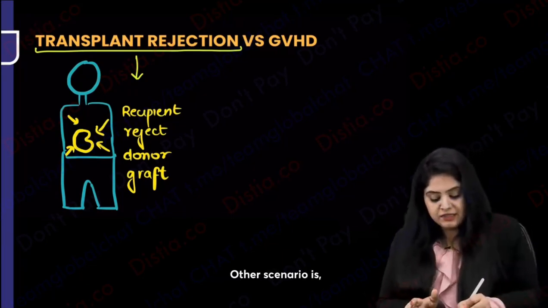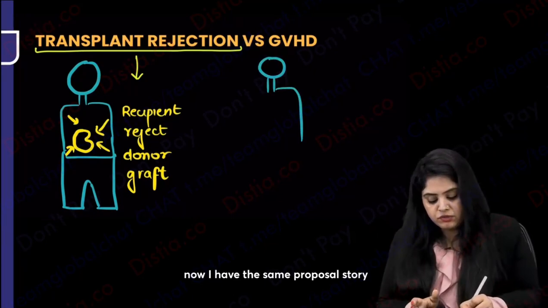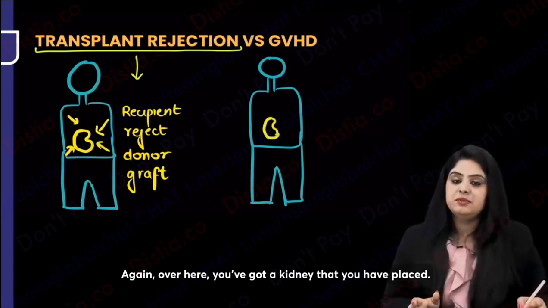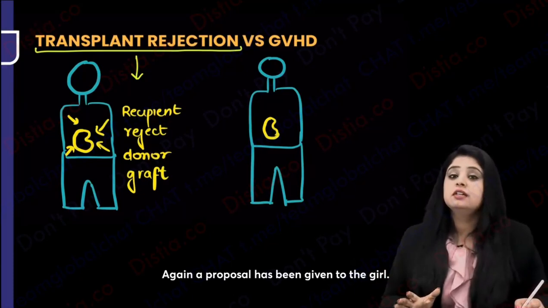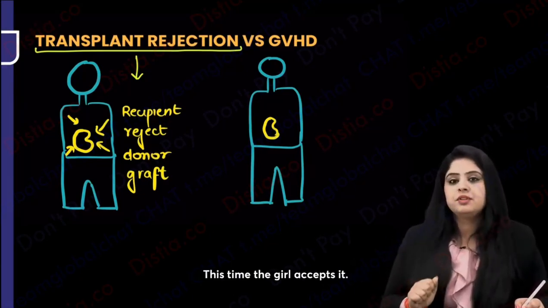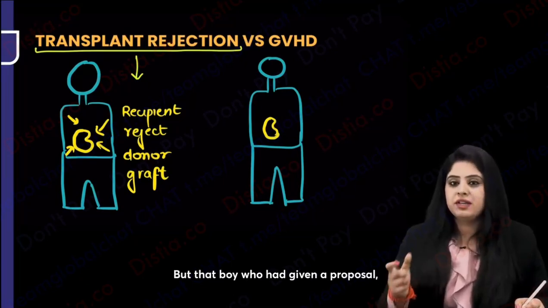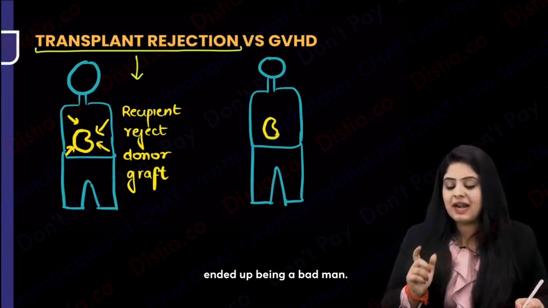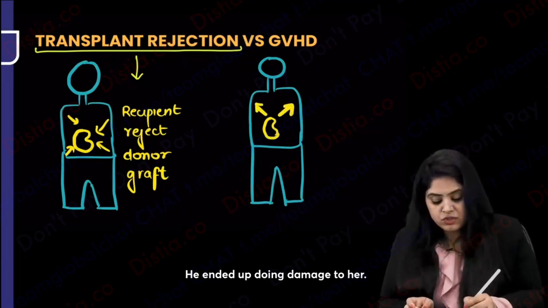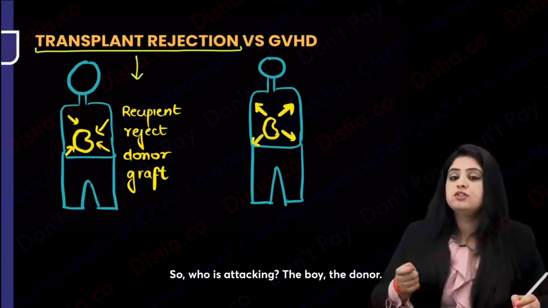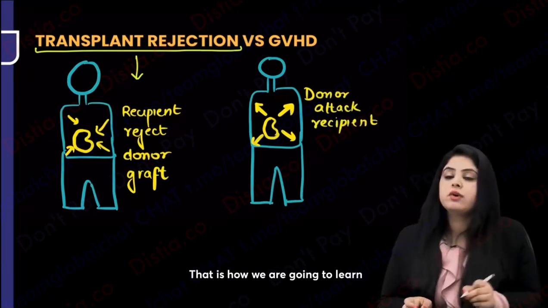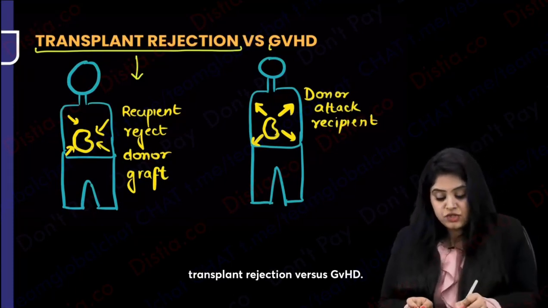The other scenario is, now I have the same proposal story that is going to come up in front of you. Again, over here, you've got a kidney that you've placed. Again, a proposal has been given to the girl. This time the girl accepts it. But that boy who had proposed to her ended up being a bad boy, ended up being a bad man. He ended up doing damage to her. So who is attacking? The boy, the donor. This time, the donor is going to attack the recipient. So this is a toxic relationship. That is how we are going to learn transplant rejection versus GVHD.